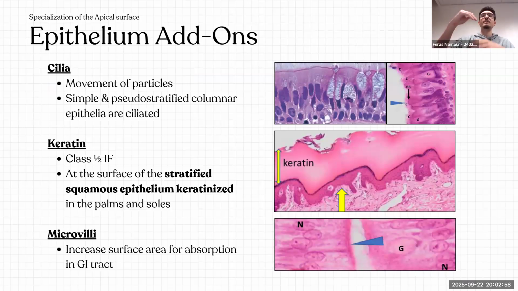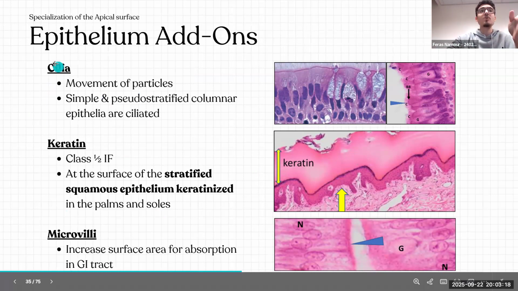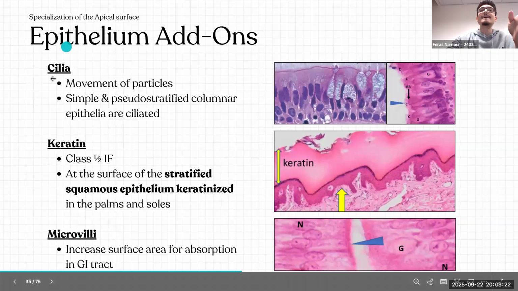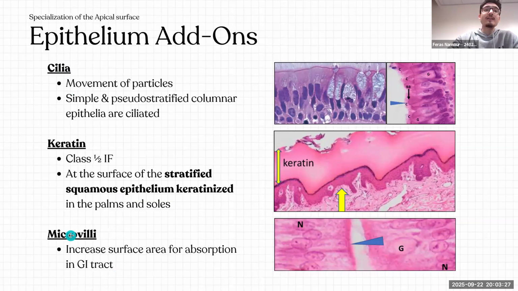Now, let's talk about the epithelial add-ons. Halla, if you guys remember, when we talk about the polarity, the apical surface and the basal surface, these add-ons are on the apical surface. All right, they're away from the basal membrane. And we have around 4 types. We're going to discuss these ones for now. We have cilia, keratin, microvilli. Halla, cilia is responsible to move things around. Microvilli is responsible for absorption.